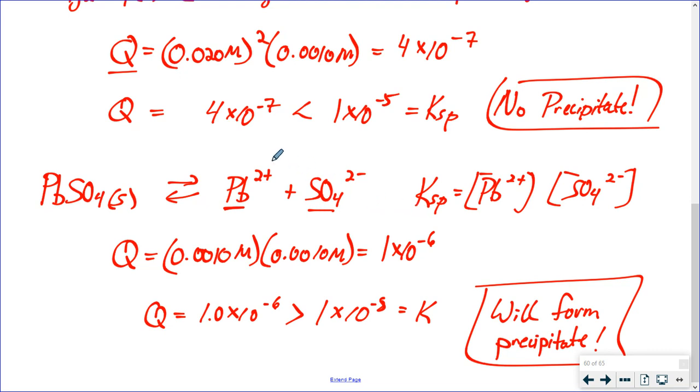So to reach equilibrium, the reaction is going to shift to the left, and it's going to produce some solid. And that's what we mean by having a precipitate form. So that's how you compare your precipitate reactions.